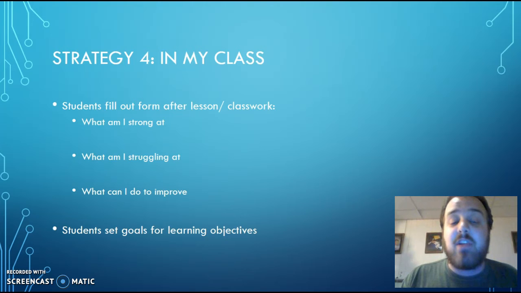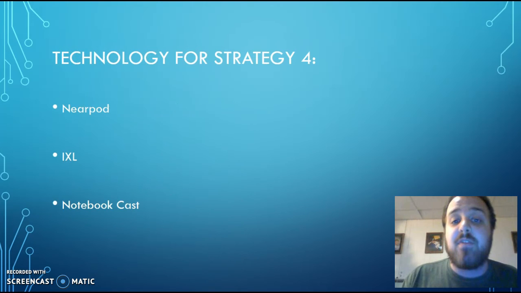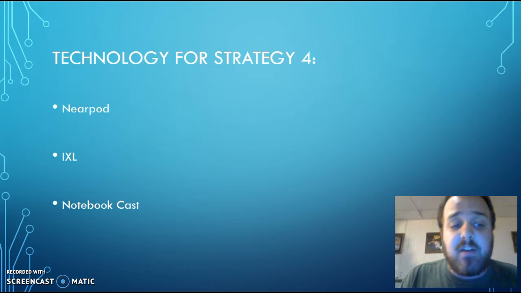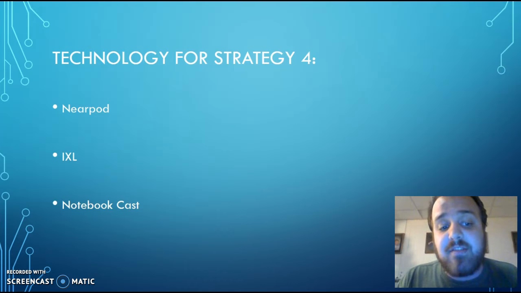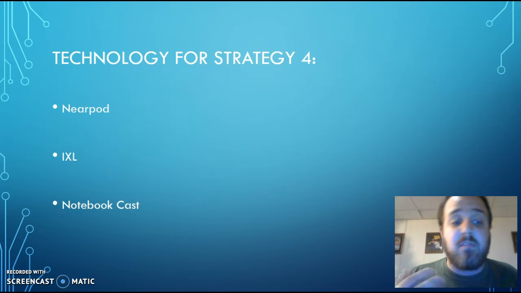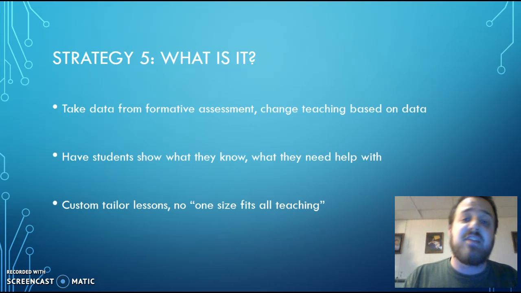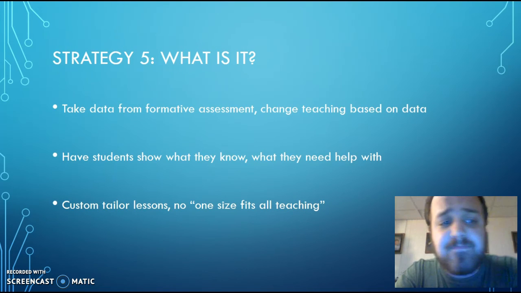Students then go ahead and set goals for themselves, and they base them off the learning objective. Here's what I'm missing in that learning objective. Again, here's some things I've used. I've already talked about Nearpod, but iExcel and NotebookCast are two really good ways to have students present material and tell you about how they're thinking about their learning. iExcel kind of gives them some problems and shows them what they're struggling with, and they can self-assess: this is the thing that I need to work on.